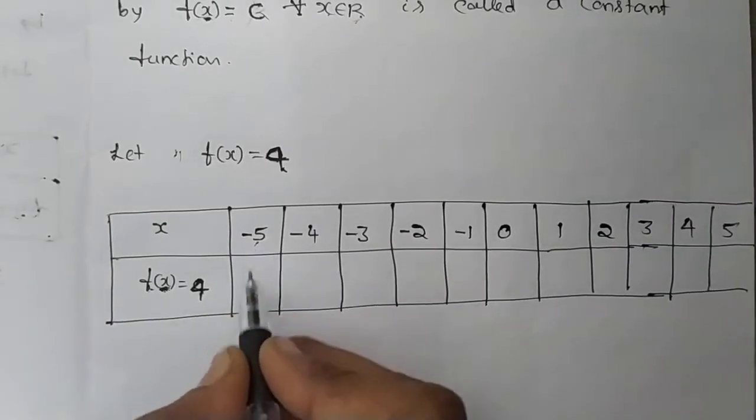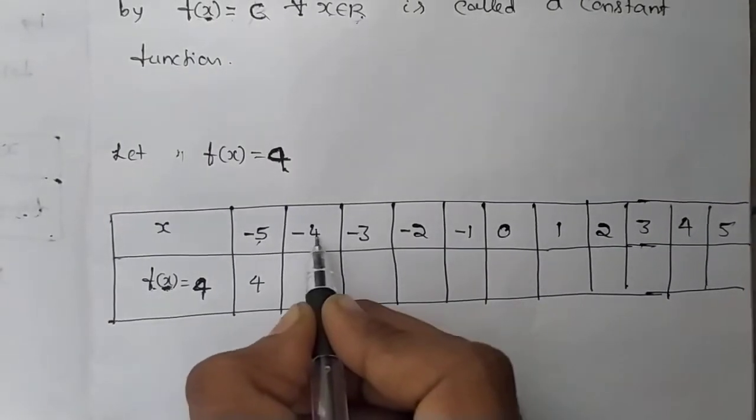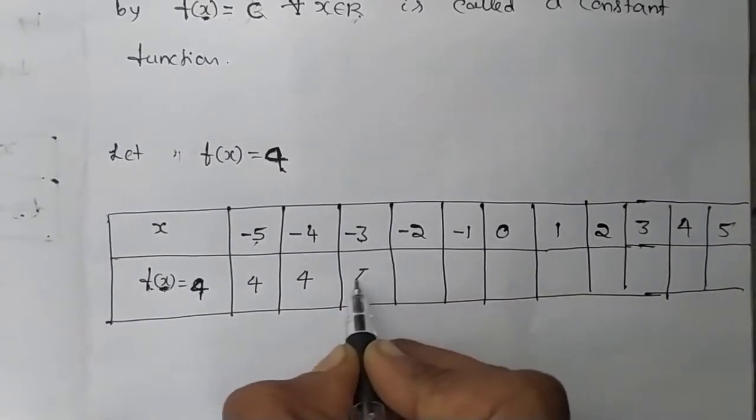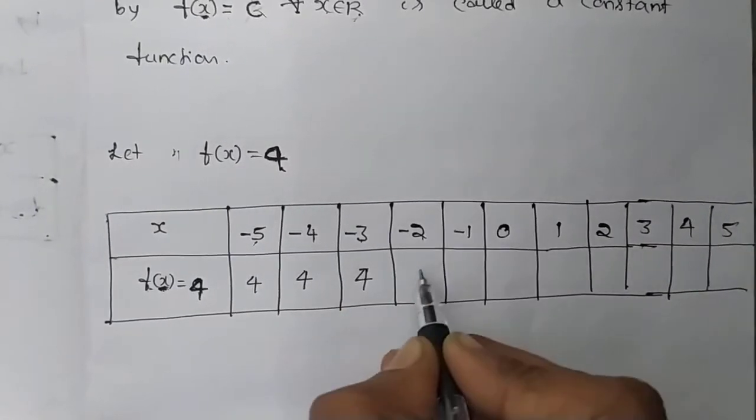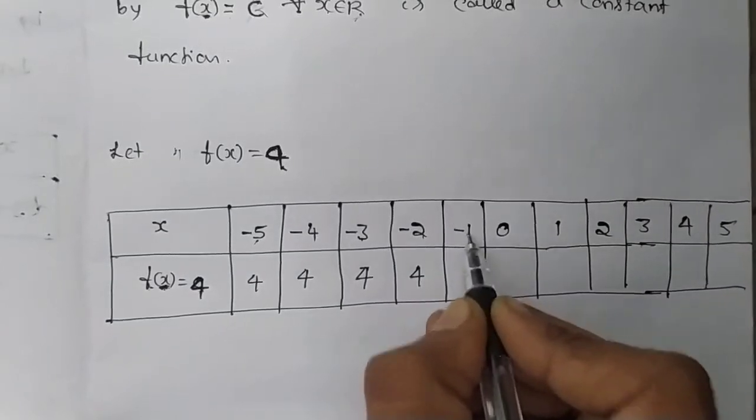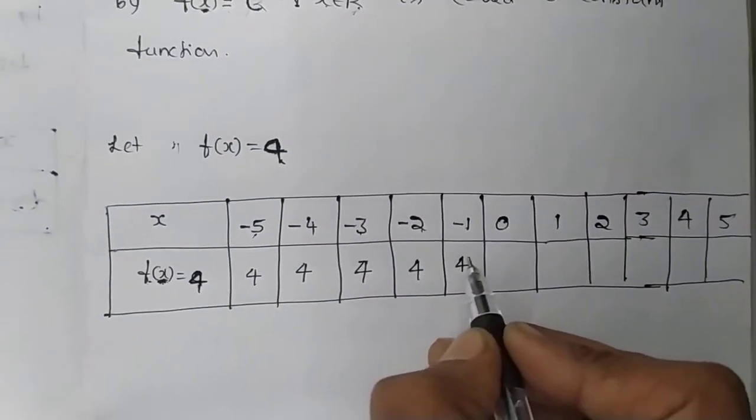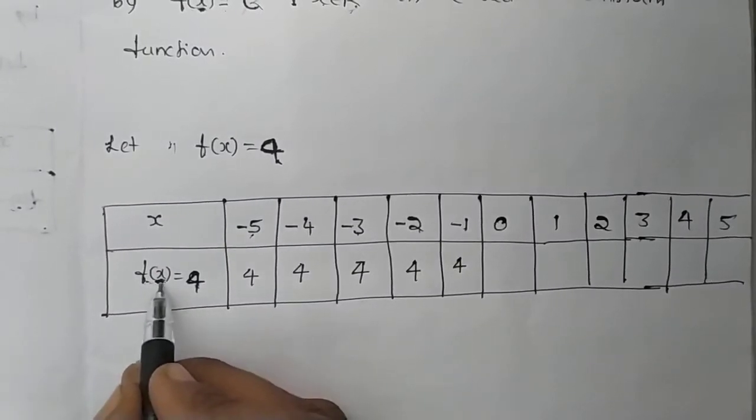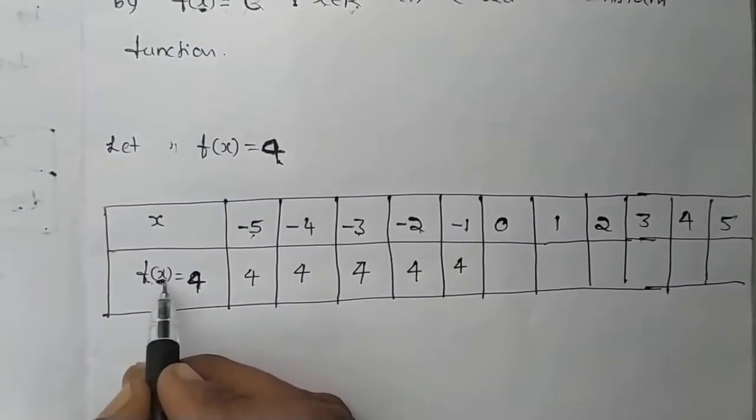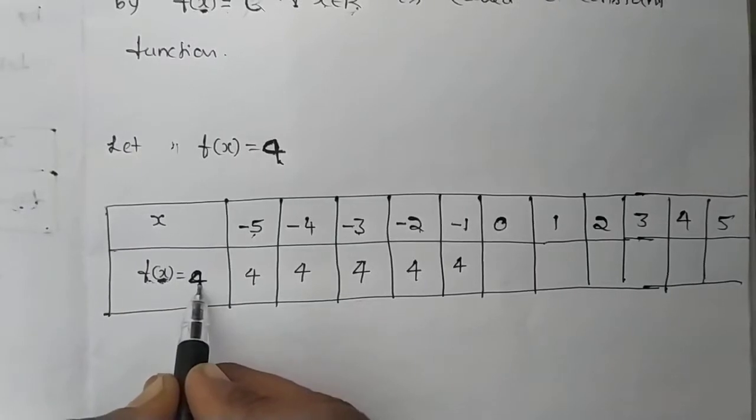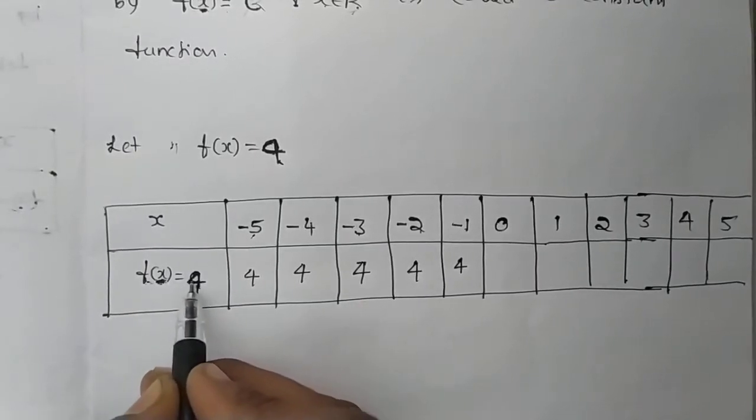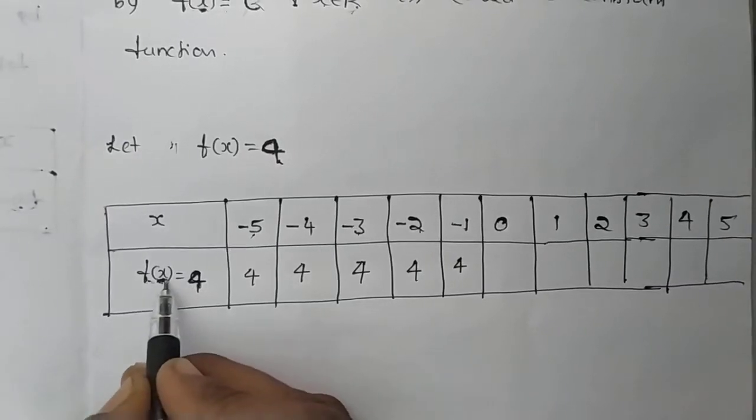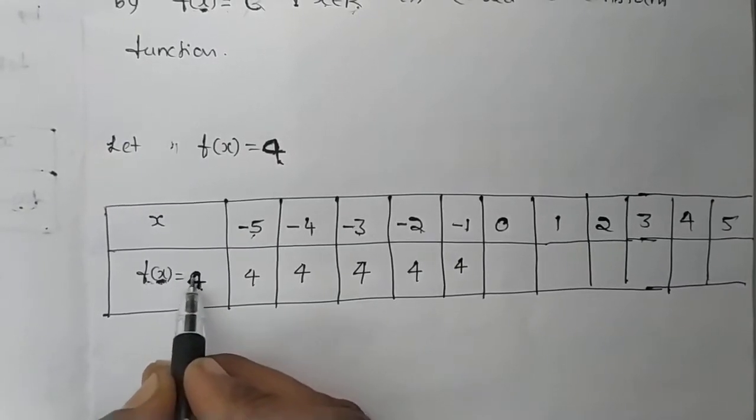Then f of minus 5 is 4. F of minus 4 is also 4. F of minus 3 is also 4. F of minus 2 is also 4. F of minus 1 is also 4. Because we defined that f of x equals to 4. You can take any value in place of x, finally we will get the value 4. Suppose if we have f of x equals to 5, then f of minus 5 is also 5.